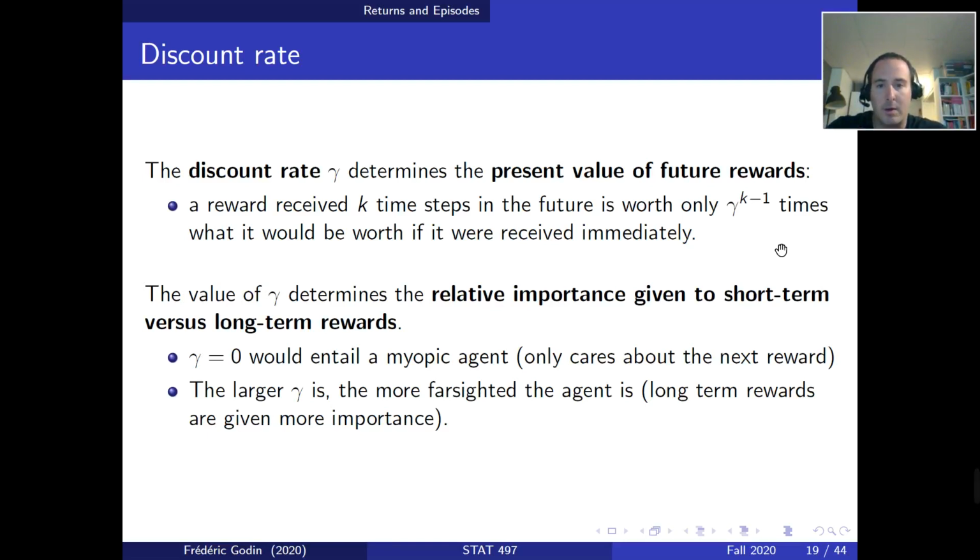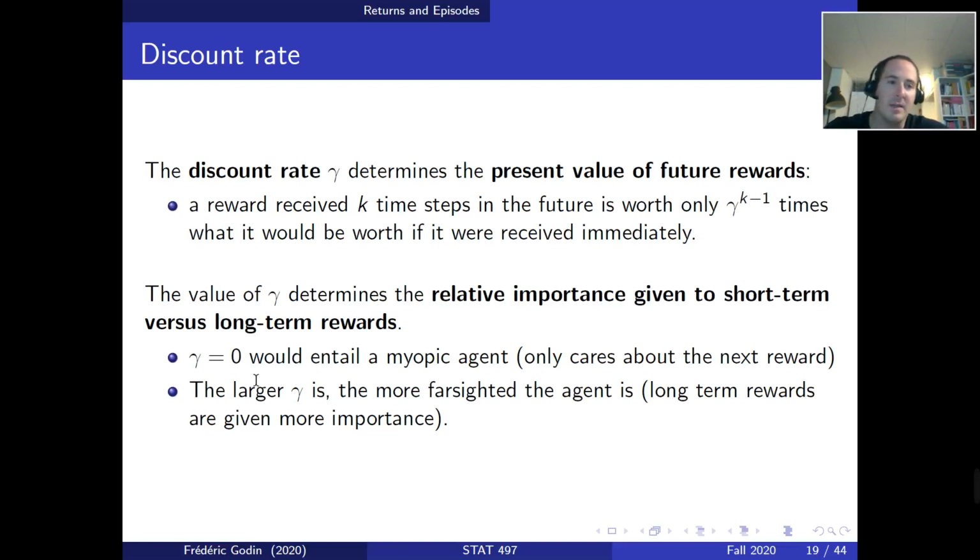So gamma determines the relative importance of rewards received in the long term versus rewards received in the short term. Here we could have extreme cases. If we take the extreme case that gamma is 0, then your agent is myopic and only cares about the next reward because all subsequent rewards have a weight of 0. The case gamma equal to 0 says the agent is greedy and wants only large rewards right now and doesn't care about the future.